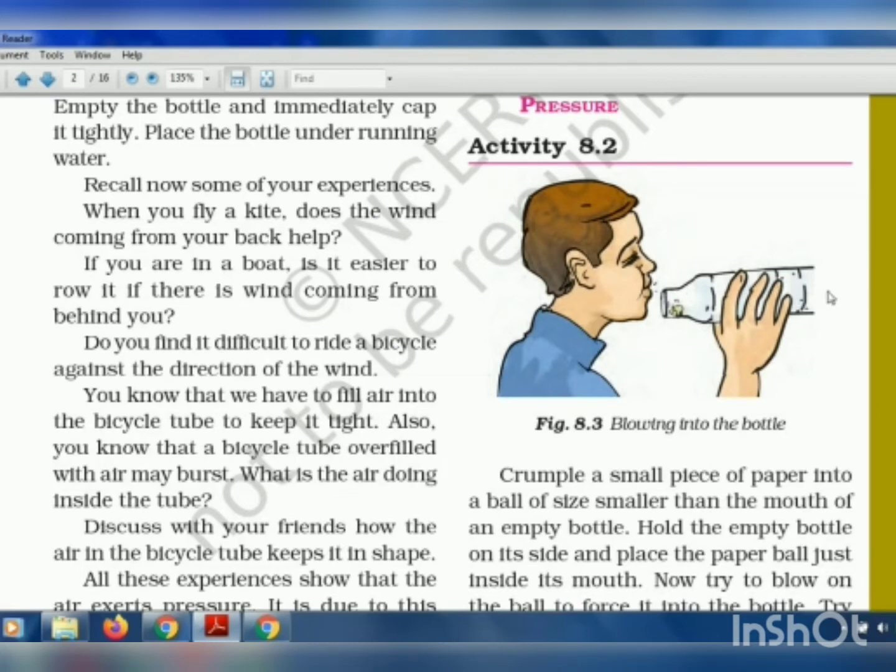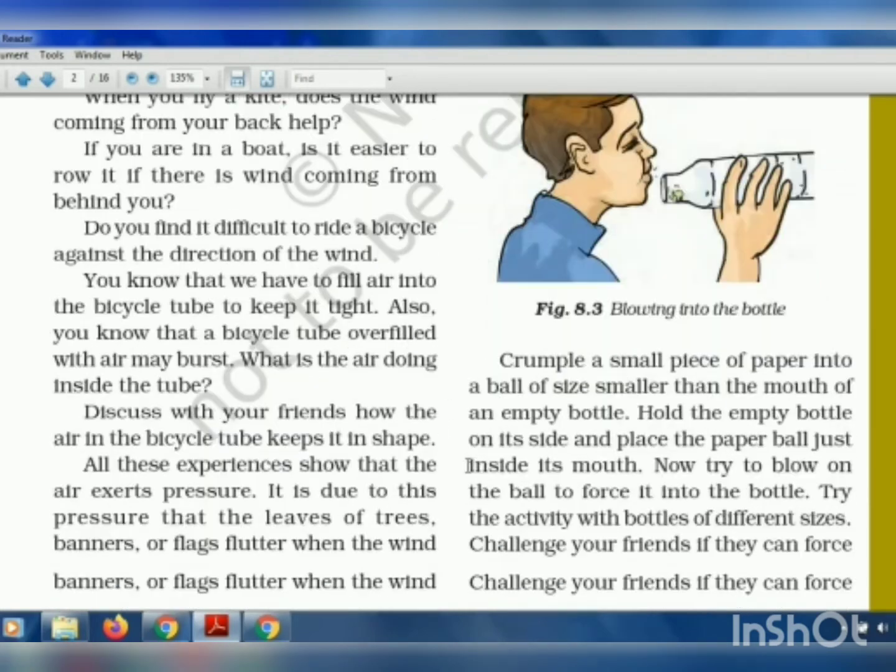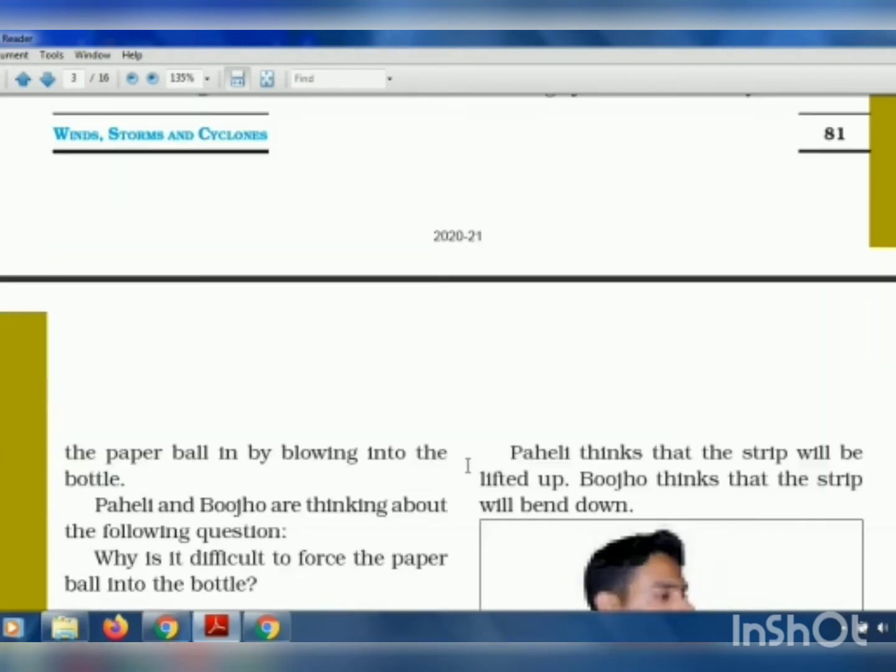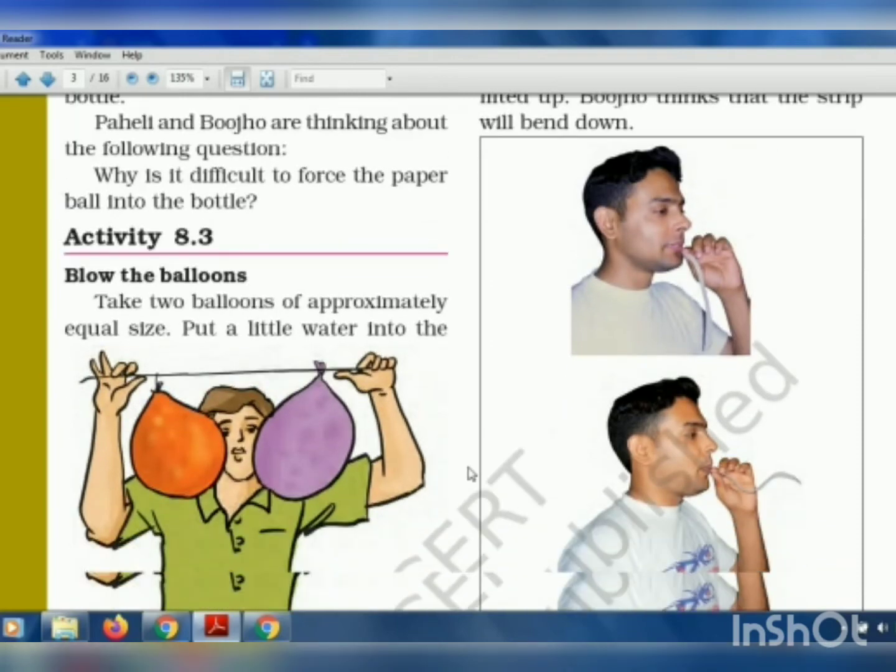So the air that is inside the bottle pushes the paper ball out, and that is why the paper ball comes out and falls down. Similarly, there is one more experiment given to you in your textbook.